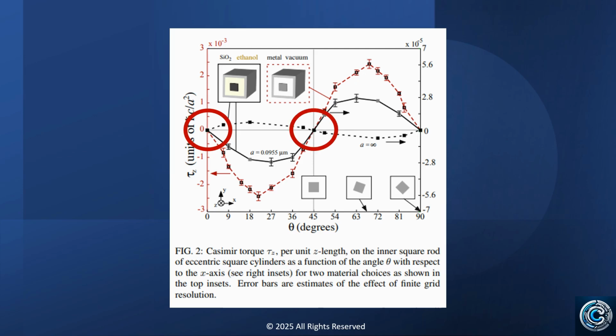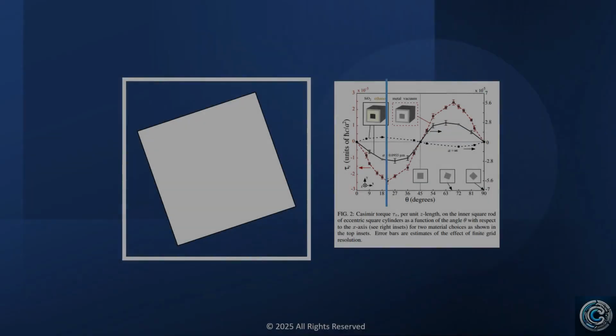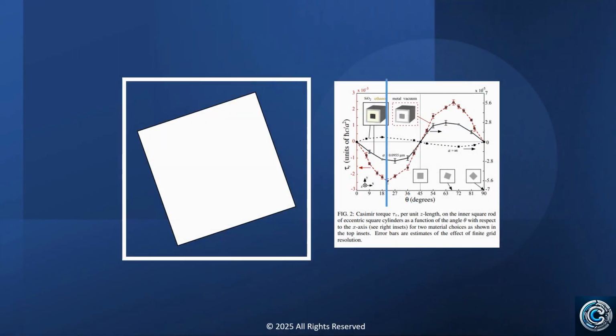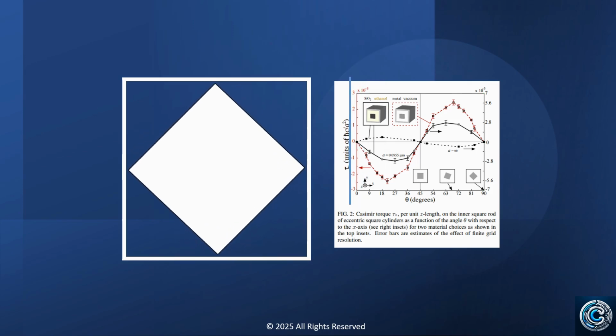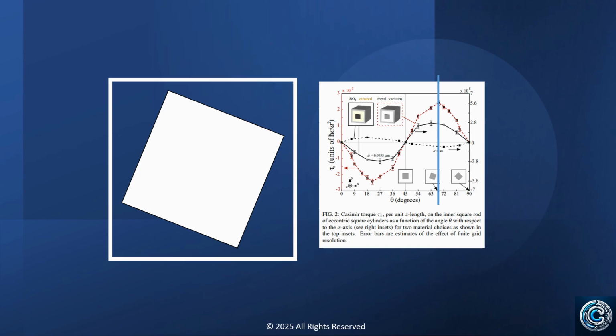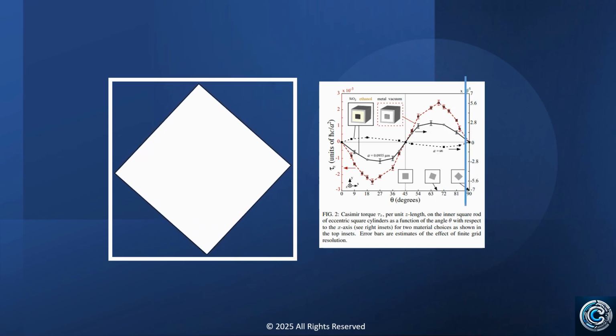A torque is generated whenever the rotor is not in one of these stable states, causing it to rotate until it reaches equilibrium. If the rotor is positioned at an angle less than 45 degrees, it rotates counterclockwise toward the 0-degree position. If it is positioned beyond 45 degrees, it rotates clockwise toward the 90-degree position.